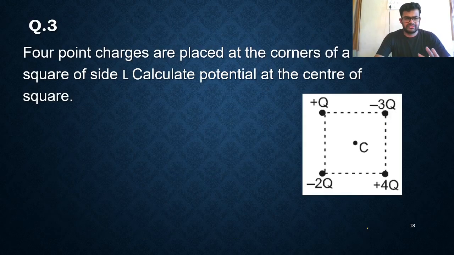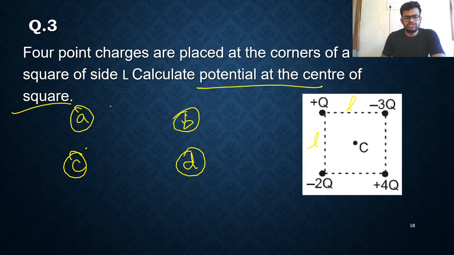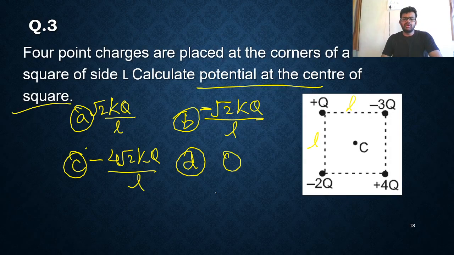Remember this formula. Next, there are four charges placed at the vertices of a square, and let's say the side length of the square is L. You need to calculate the potential at the center of the square. I'm giving you four options: A, root 2 KQ divided by L; B, root 2 KQ, negative, divided by L; C, minus 4 root 2 KQ divided by L; and D, 0. Which of the following is the correct answer?